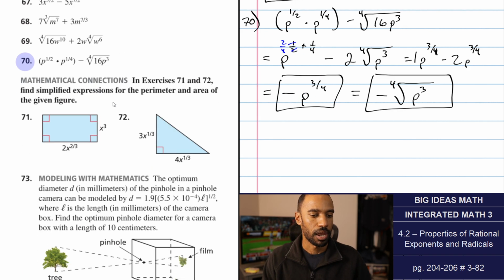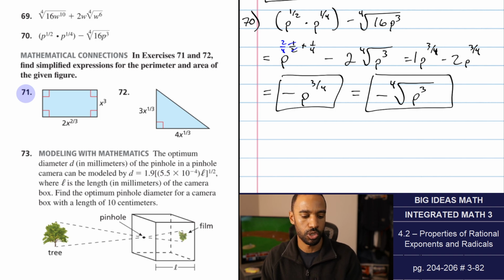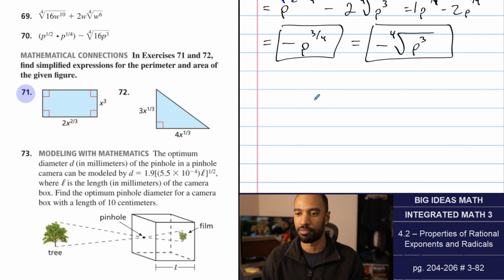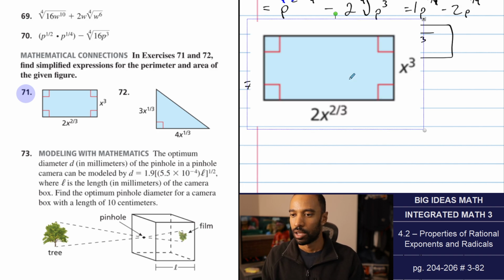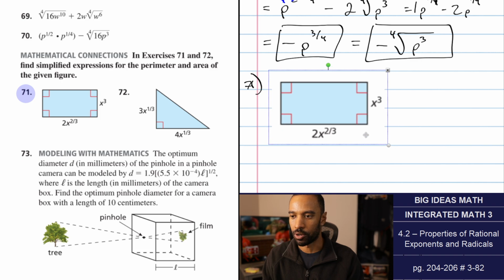Okay. Numbers 71 and 72, find simplified expressions for the perimeter and area of the given figure. Now, there are two different given figures. So 71, we're going to do perimeter and area of that. Then 72, perimeter and area of that. I don't know which one is easier as far as which one would require less work, less hassle. So I'll just go in the order they stated.